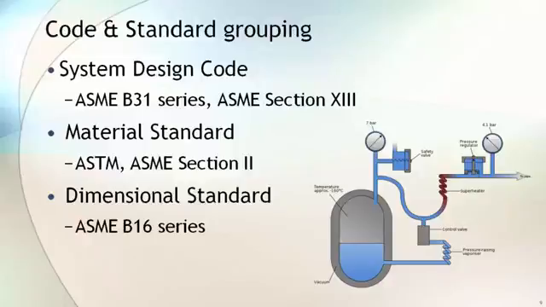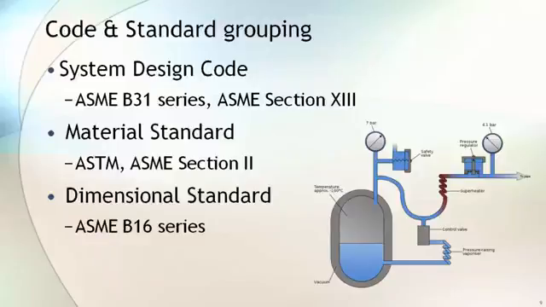The last on the list is dimensional standard. Dimensional requirements of standard piping components are covered in various dimensional standards. ASME B16 series is an example of the various dimensional standards. To construct a safe and reliable process plant, you will require all three categories of code and standard during design, fabrication, construction and installation.